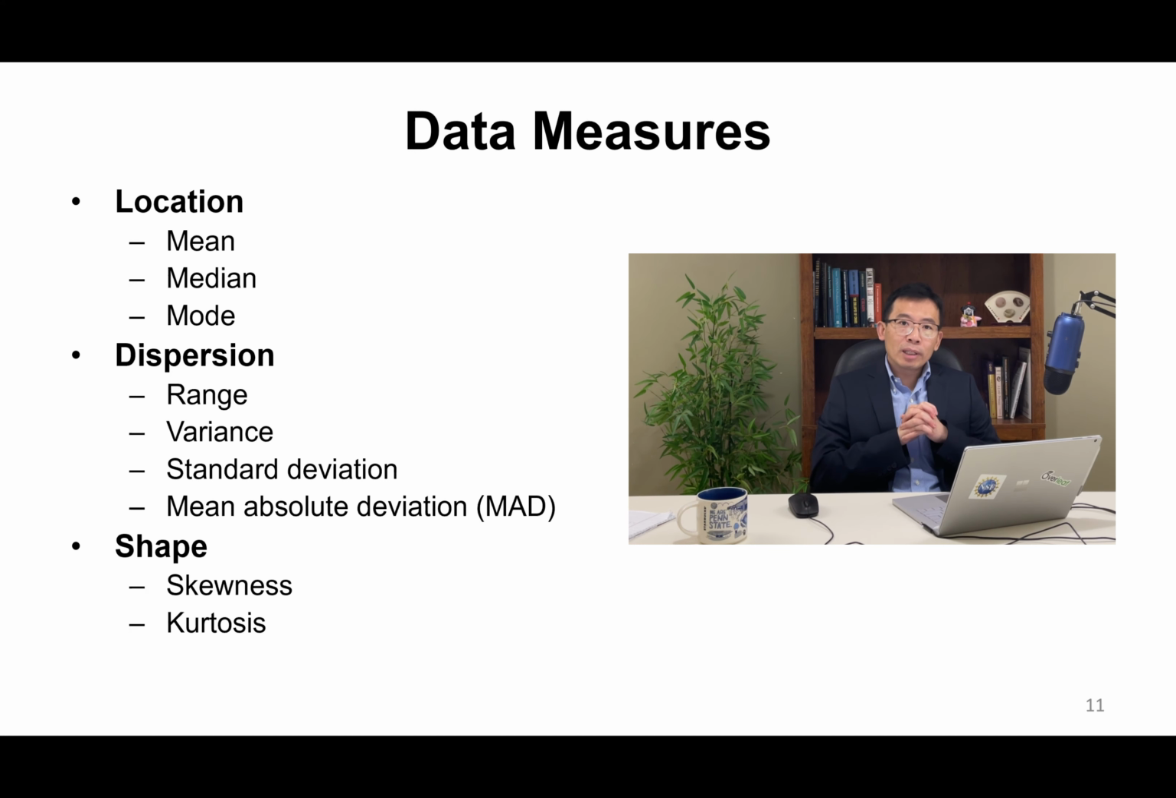The second category is dispersion. That is the measurement of the spread of the data, including the range, variance, standard deviation, and mean absolute deviation. The third category is a shape measure, skewness. Is it positively skewed or negatively skewed? Skewed to the left or skewed to the right? And also the kurtosis measures the shape of the data.